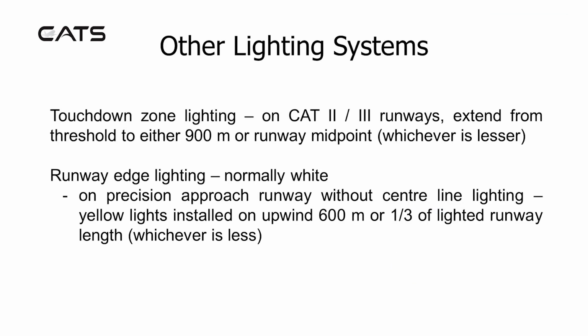Other lighting systems. Touchdown zone lighting on Cat 2-3 runways extends from the threshold to either 900 metres or the runway midpoint, whichever is the least. Runway edge lighting is normally white. On the precision approach runway without centerline lighting, yellow lights are installed on the upwind 600 metres or 1/3 of the lighted runway length, whichever is less.